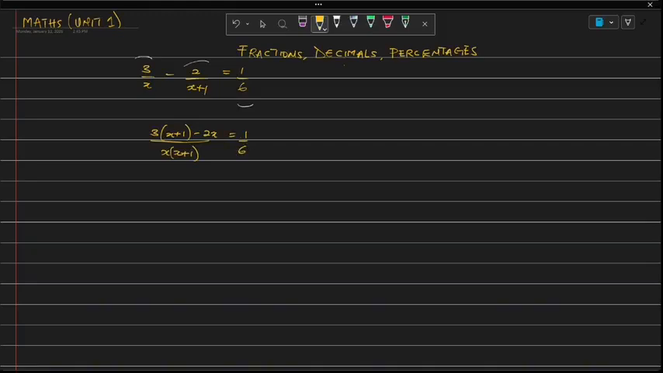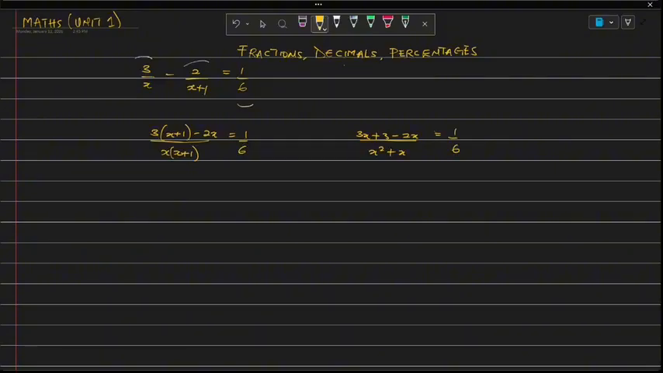Now it's easy. Before we cross multiply, let's try and simplify the brackets, which would lead us to 3x plus 3. How did we get this? 3 multiplied by x, 3x. 3 multiplied by 1, 3. Minus 2x all over. Let's do the same thing for the bottom. x multiplied by x gives us x squared, and x multiplied by 1 gives us x, is equal to 1 over 6.